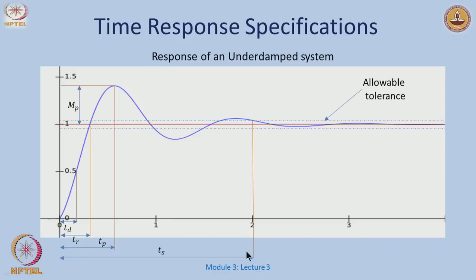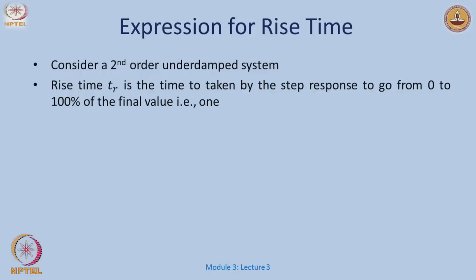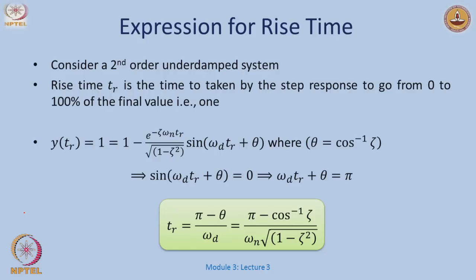Now, the idea is, can I quantify this based on my system parameters? Start with the second order underdamped system with the transfer function we derived last time, G of S equals omega n square over S square plus 2 zeta omega n S plus omega n square. I will do this for zeta less than 1 and of course greater than 0. For the rise time, this system subject to a step input had a solution like this, which we derived last time, with t replaced by TR.